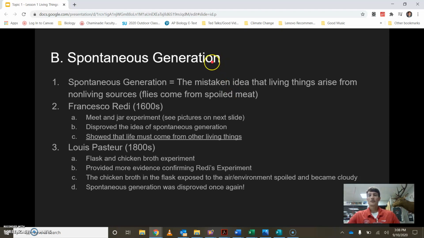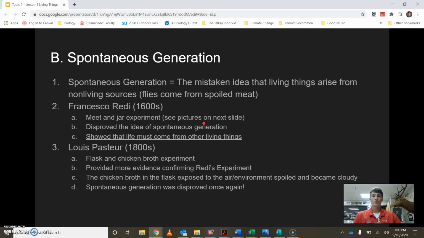And he did, oh man, brutal mistake here. This should say M-E-A-T. I apologize to everyone who's testing my grammar here. M-E-A-T, not meet as in you're going to see a friend. So a meat and jar experiment. In this case, he put a slab of meat into two different jars, and he covered one with a mesh surface, and the other one he left open.